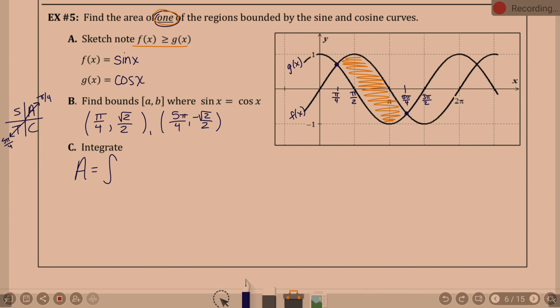Pi over 4 to 5 pi over 4. Okay. Pi over 4 to 5 pi over 4, which we are using x's, yes? Yes. They have x's in them. Do we have an upper and a lower? We do. We have an upper and a lower here. So it's a vertical rectangle between them. We already talked about where it's sine x and cosine x. Okay, so pi over 4 to 5 pi over 4, then what?